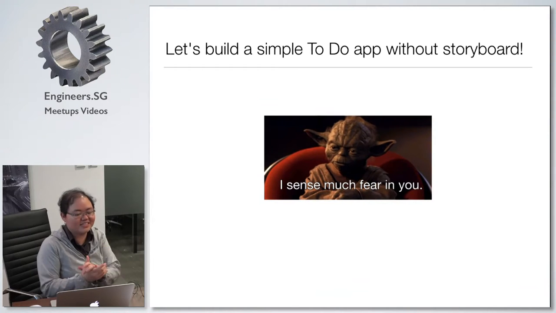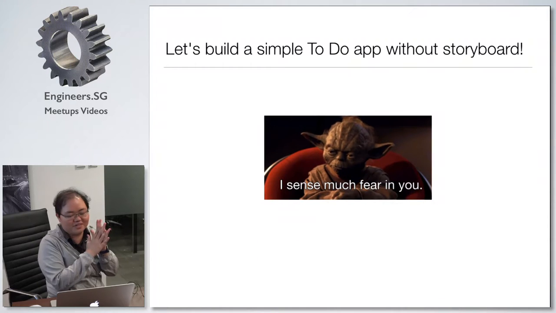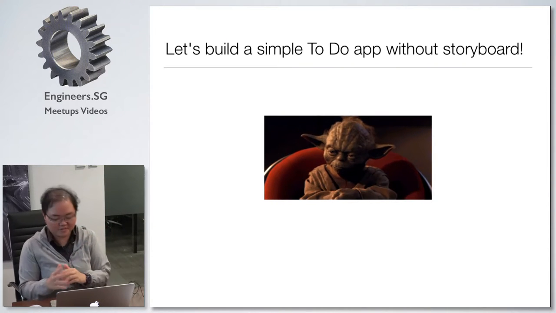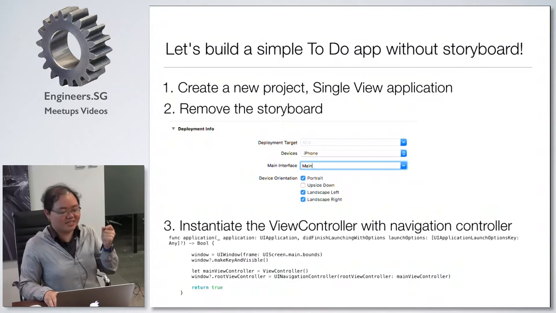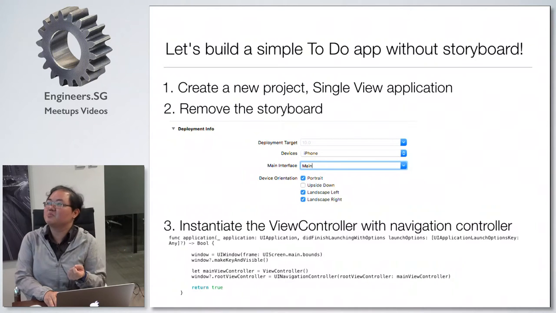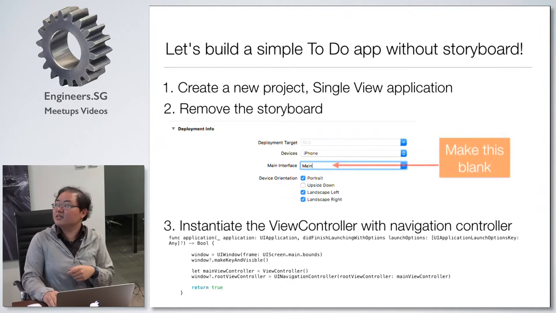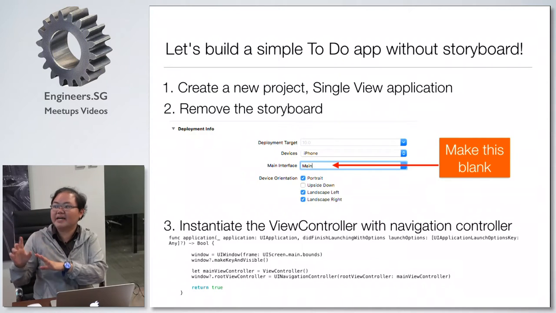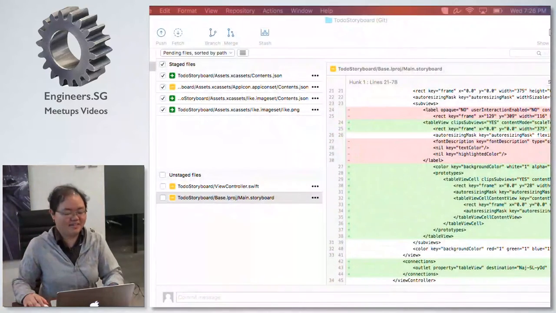So tonight we're going to try to build a simple to-do app without storyboard. And just to tell you, I also have so much fear. When you do the app without storyboard, what you need to do is remove the storyboard. You need to make the main interface blank. Right, I should do the live coding by now, right?